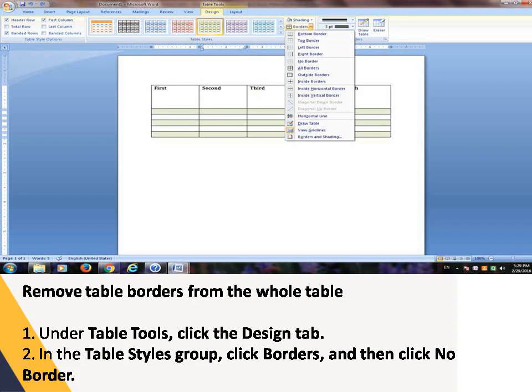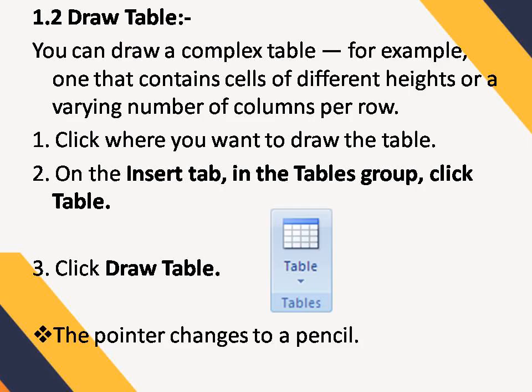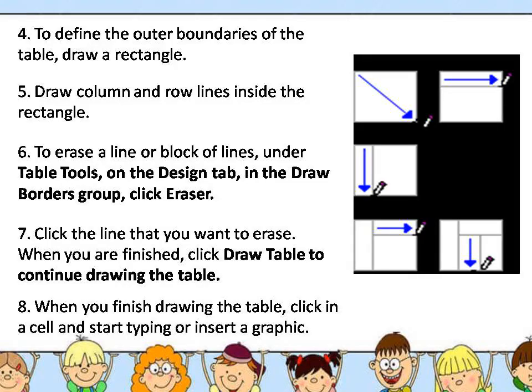Next is Draw Table. You can draw a complex table, for example, one that contains cells of different heights or a varying number of columns per row. Click where you want to draw the table. On the Insert tab in the Tables group, click Table. Then click Draw Table. The pointer changes to a pencil. To define the outer boundaries of the table, draw a rectangle. Draw column and row lines inside the rectangle.